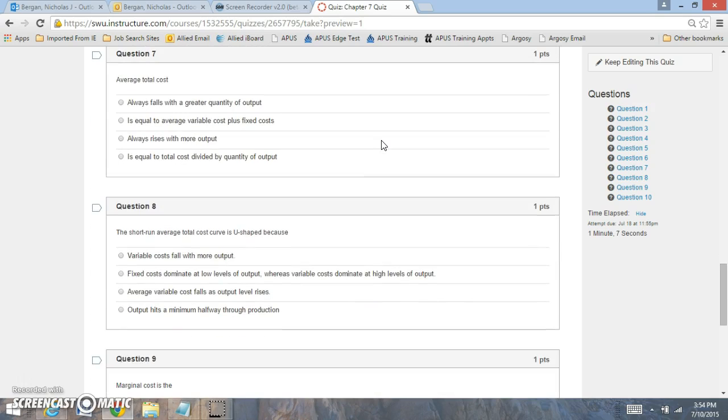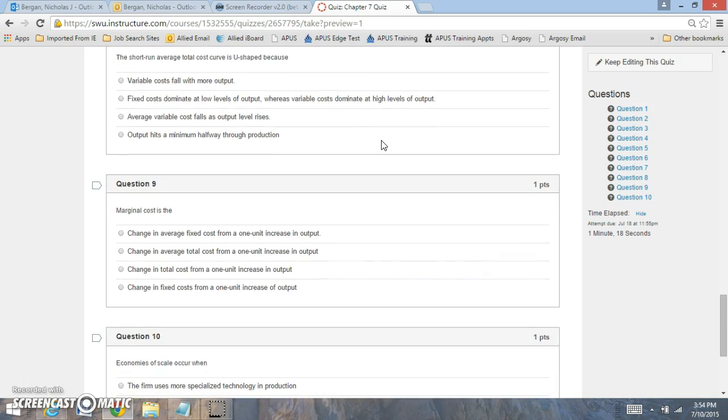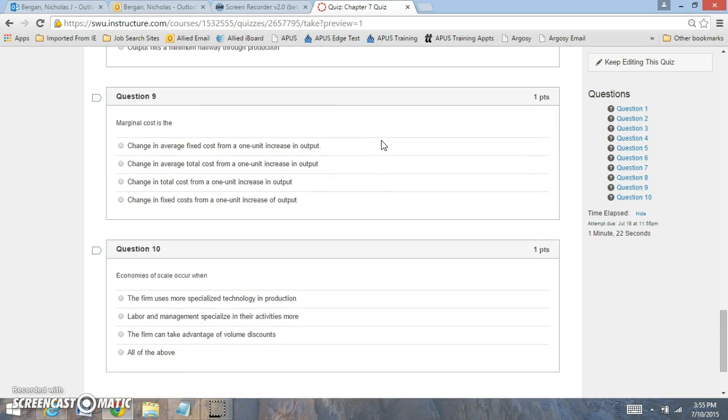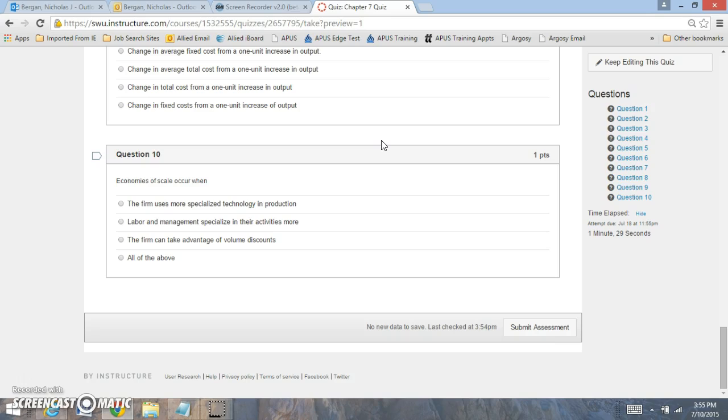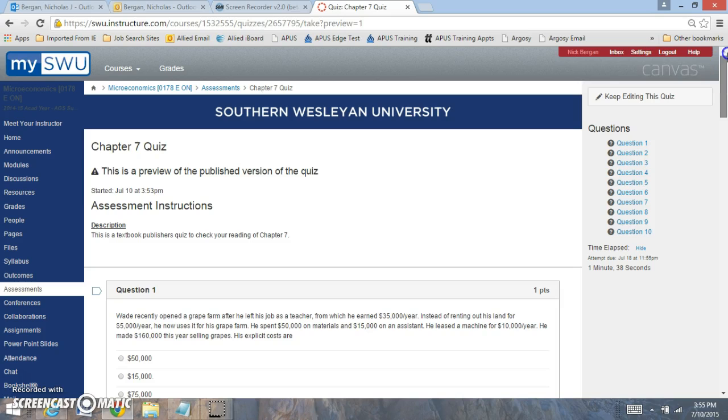Average total cost, look at the graph of how average total cost looks. It looks like a U-shape. And the average total cost, this is just an equation that they're looking at. Short run average total cost is U-shaped. Why is it U-shaped? Question 9 is looking at the definition of marginal cost. Question 10 is looking at economies of scale. Economies of scale is looking at when a firm gets larger and larger, their per unit costs decline.